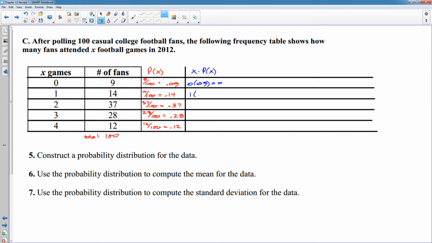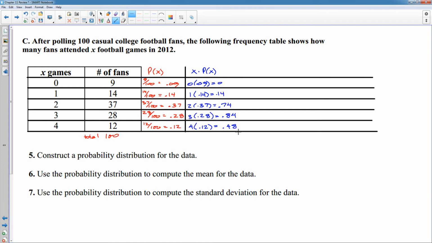1 times 0.14 is 0.14. 2 times 0.37 is 0.74. 3 times 0.28 is 0.84. I think that's right. And then 4 times 0.12 is 0.48. That's the first step in computing the mean.